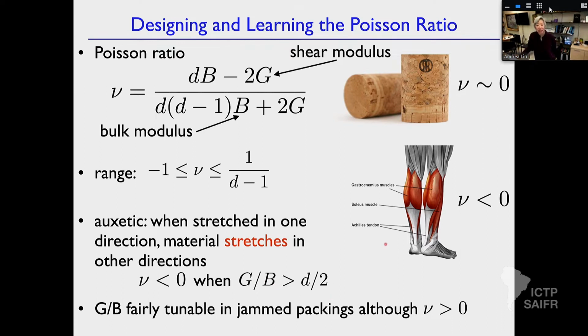All right, so we got into this when Sid Nagel and I started thinking about this several years ago. We started thinking about, well, in jammed packings, we know that the ratio of the shear to bulk modulus is very tunable. While it's much more tunable than in most systems, still it's only tunable over the positive range. But we started thinking about what made it tunable.